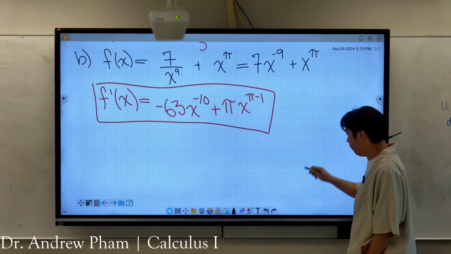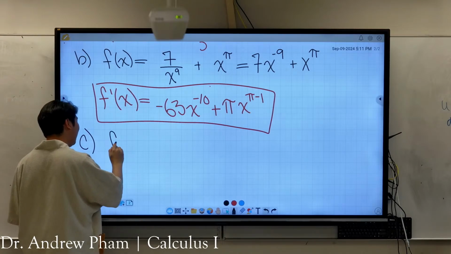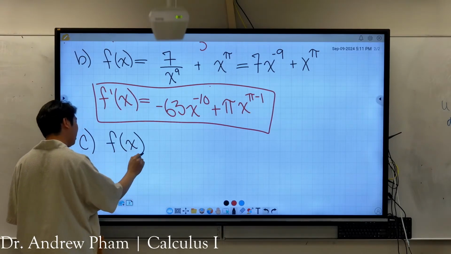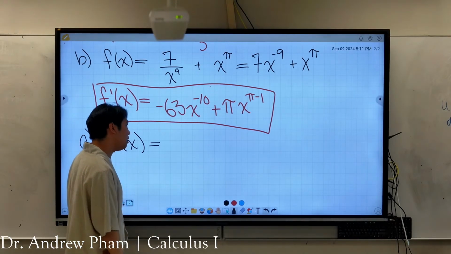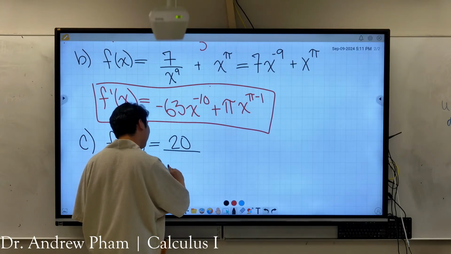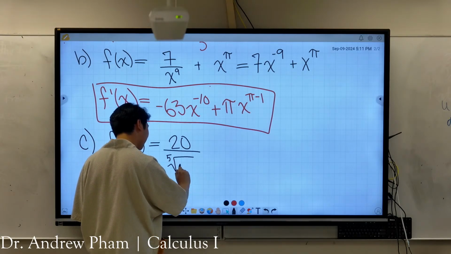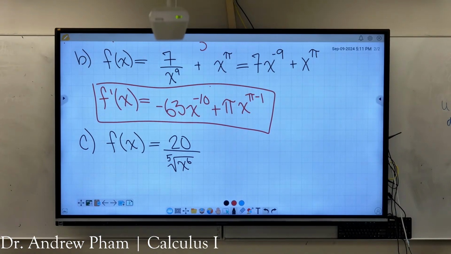All right. So part C. What if I have f of x is equal to, let's keep it simple, 20 over the fifth root of x to the sixth power. So we'll leave it at that. So immediately, what's the issue? Why can't I apply power rule immediately?